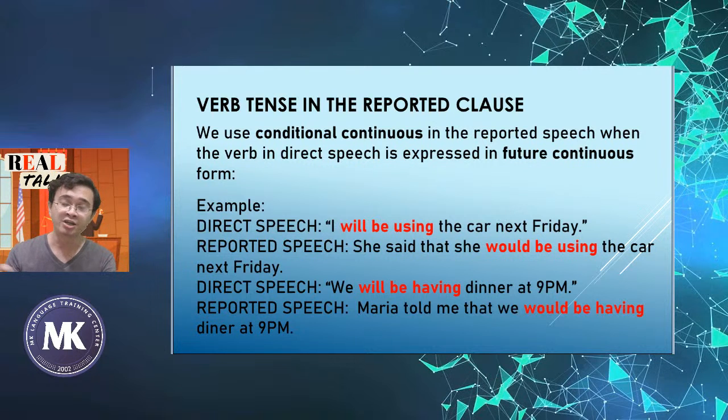So would be ing for conditional continuous, and for direct speech, we will be, another example again, we will be having dinner at 9 p.m. So for reported speech, Maria told me that we would be having dinner at 9 p.m. So as you notice, there's a change from will into would, but somehow the be verb ing remains the same in the reported speech from direct speech.